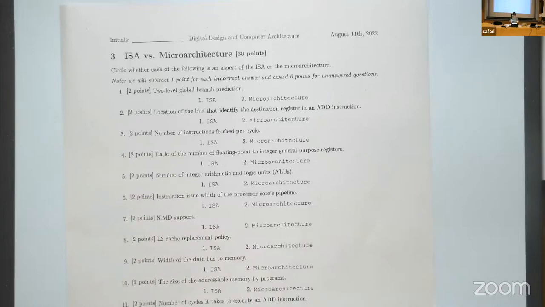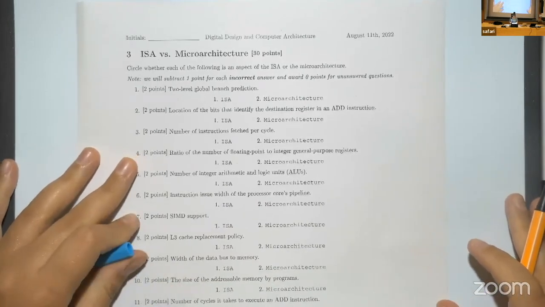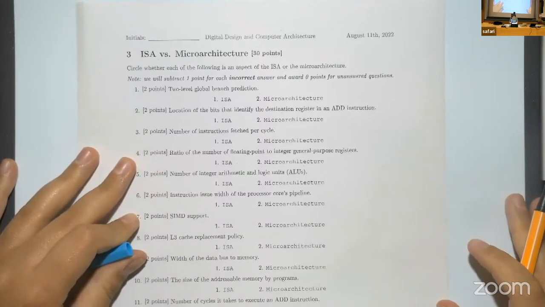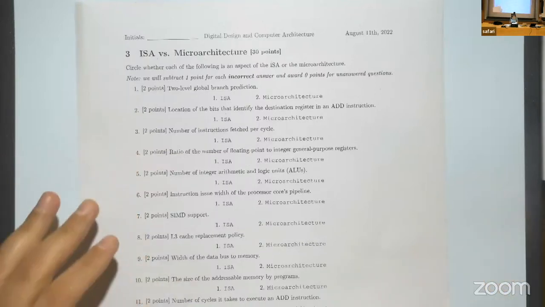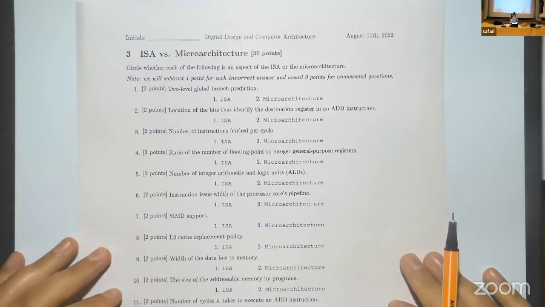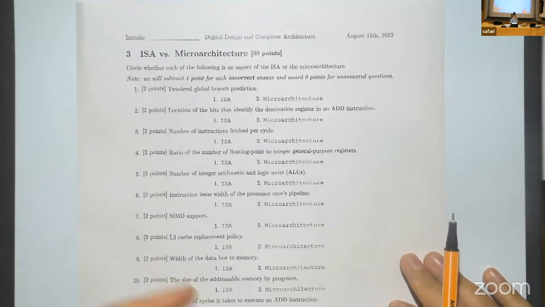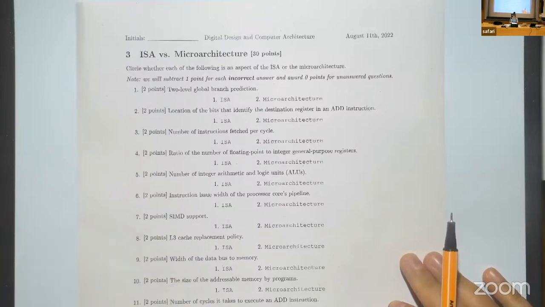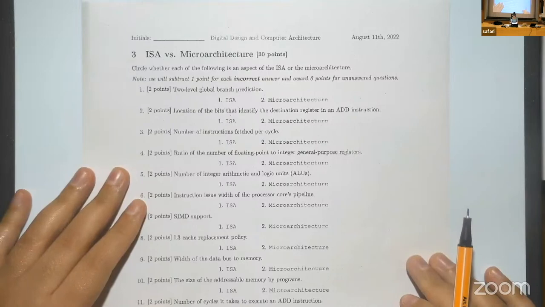This is a relatively simple question. ISA vs microarchitecture: circle whether each of the following is an aspect of the ISA or the microarchitecture. Generally, ISA refers to the interface between the underlying hardware and what the software sees, or what the programmer has access to. And microarchitecture is how the underlying hardware is actually implemented and is working.